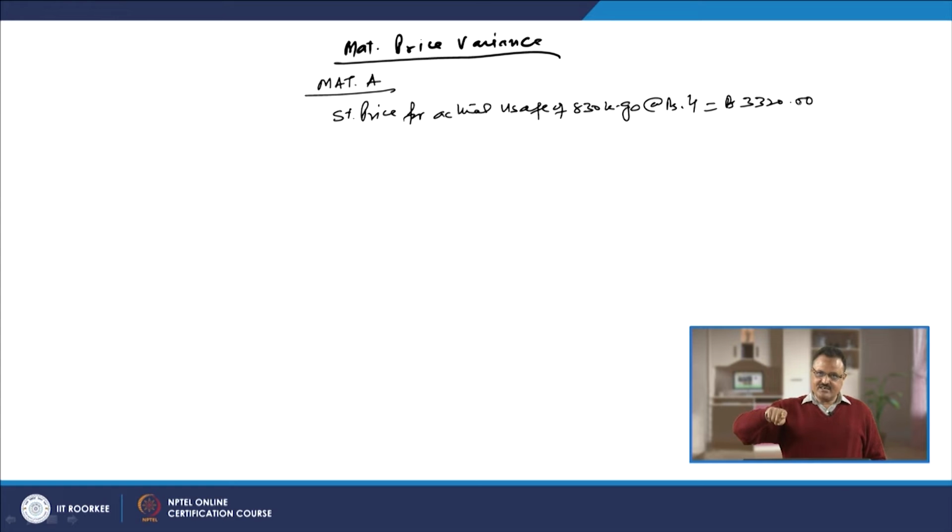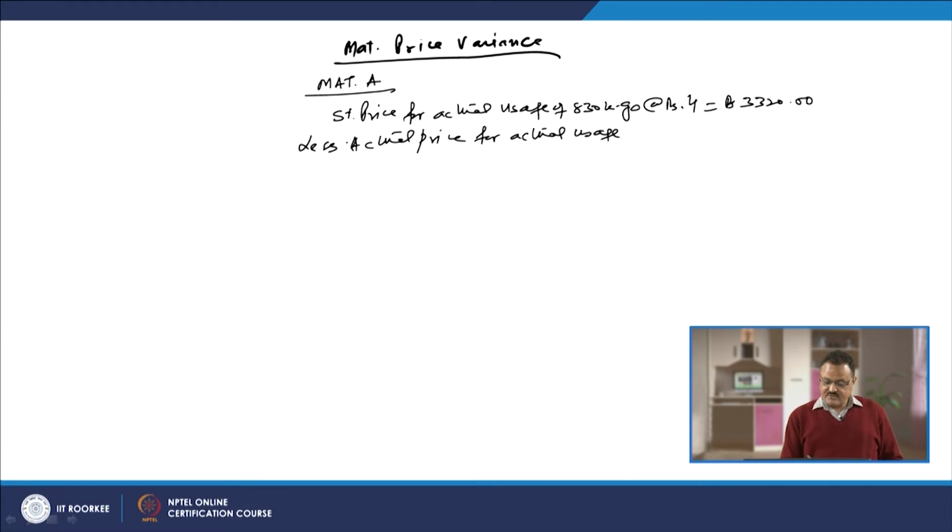If this works out as standard price for the actual usage, what is the function in the formula? Actual usage into standard price minus actual price. So we are doing almost the same thing here. Standard price for the actual usage of 830 kgs at the rate of rupees 4 is rupees 3320, which is going to be the final amount, and less actual price for actual usage. So what is the actual price for actual usage here?